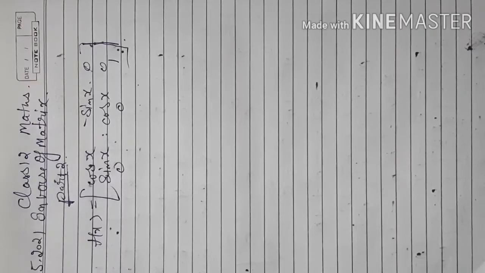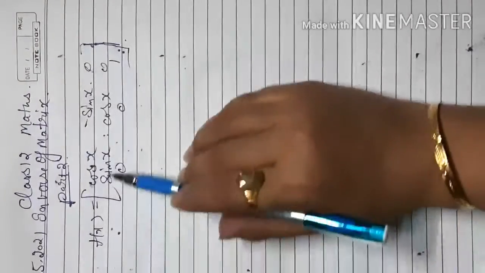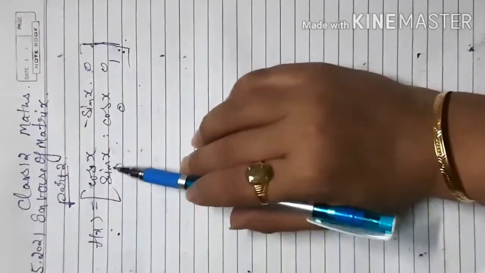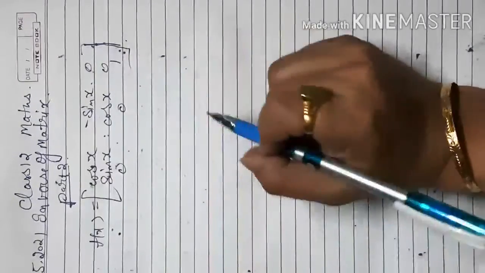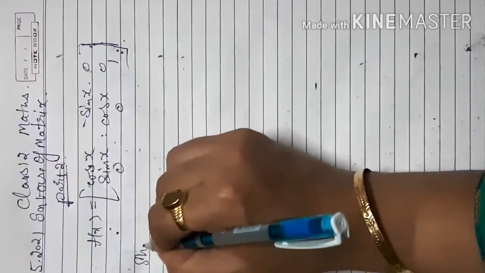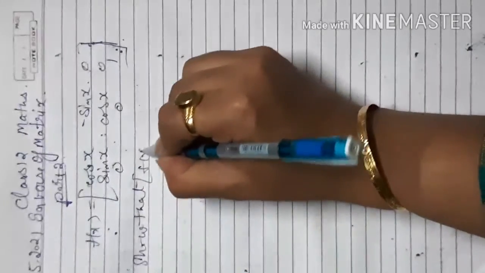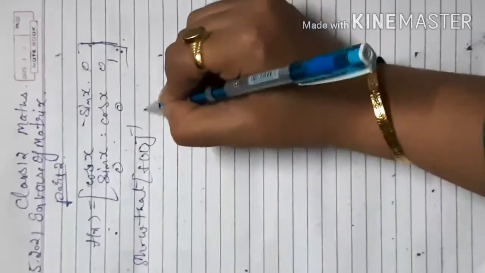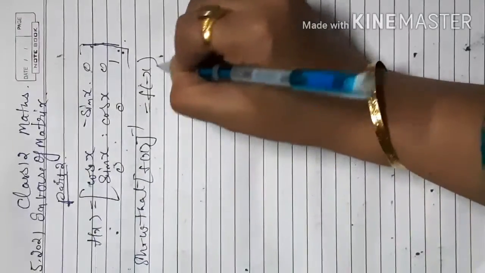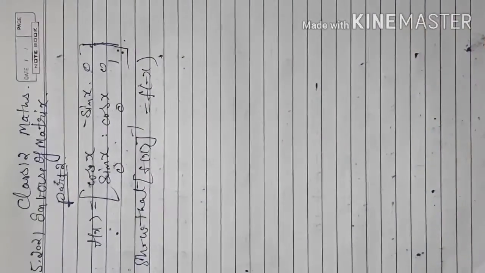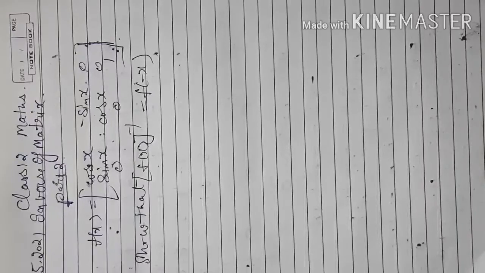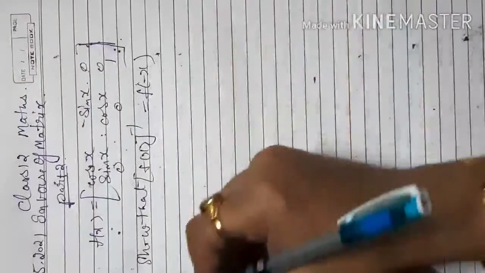So here our question is that if f(x) is equal to [cos x, minus sin x, 0; sin x, cos x, 0; 0, 0, 1], you have to show that f(x) whole inverse must be equal to f(-x). That is what you want to prove in this question. So first we will check what is f(-x).